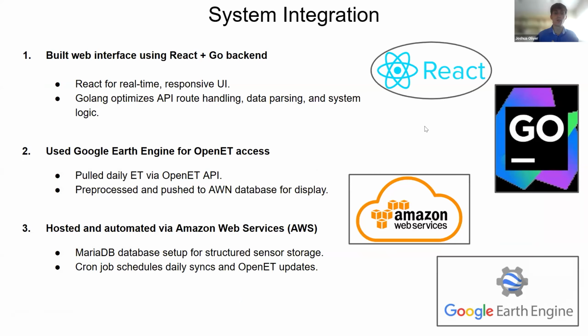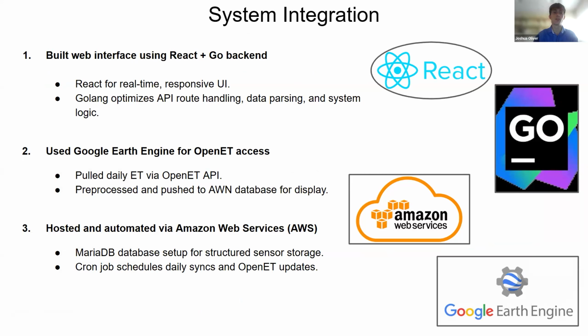How we were able to integrate the Smart Farm webpage as well as OpenET data into AgWeatherNet was by first using the React JavaScript framework for real-time responsive UI front-end handling. And we also utilized the Golang backend language for optimized, fast, responsive API route handling and overall system logic.